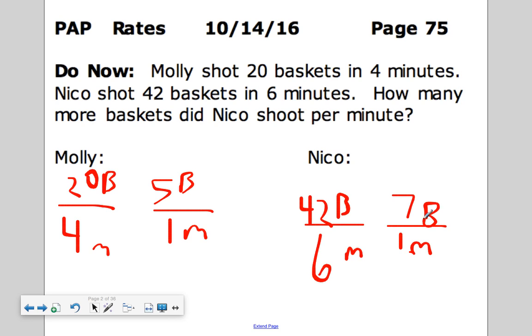So did Nico do better? Yes, he does. How much better is he than Molly? 2 baskets. He does an extra 2 baskets for every minute, 2 baskets per minute, 2 baskets for 1 minute or each minute. All right.